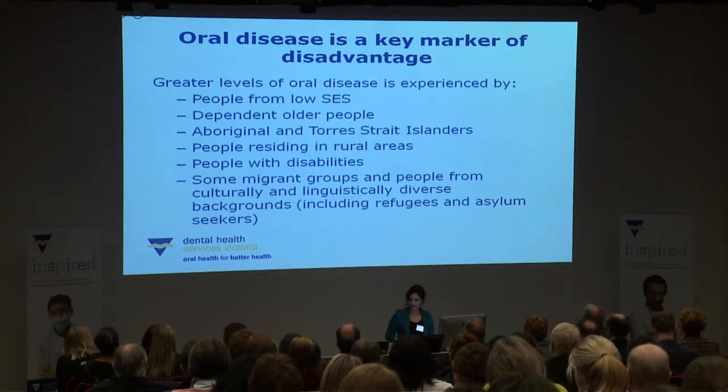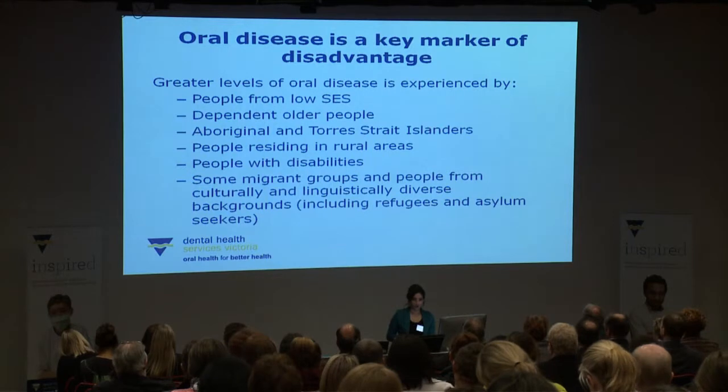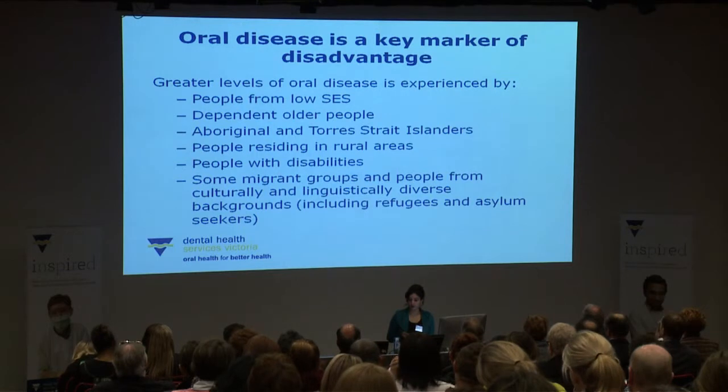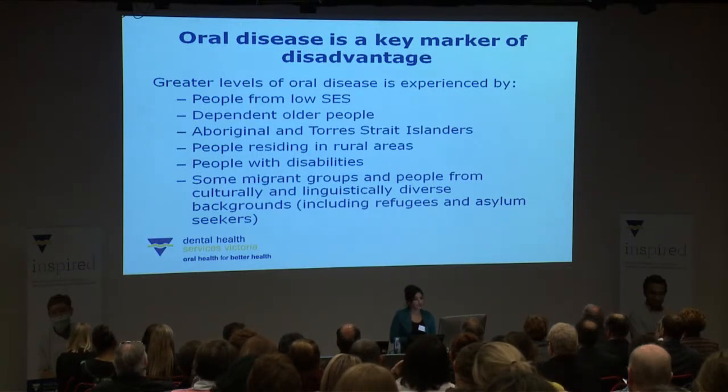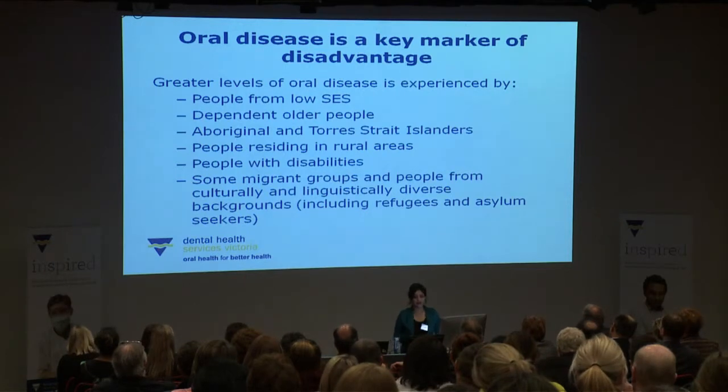Now, these are the communities which often experience marked disadvantage in terms of oral health outcomes, and also evidence has shown that these communities emerge from a very disadvantaged position. For example, people from low socioeconomic status, dependent elderly people, indigenous people, people residing in geographically isolated areas, some migrant groups from culturally and linguistically diverse communities. So these people have the highest disadvantage and also poor health outcomes.